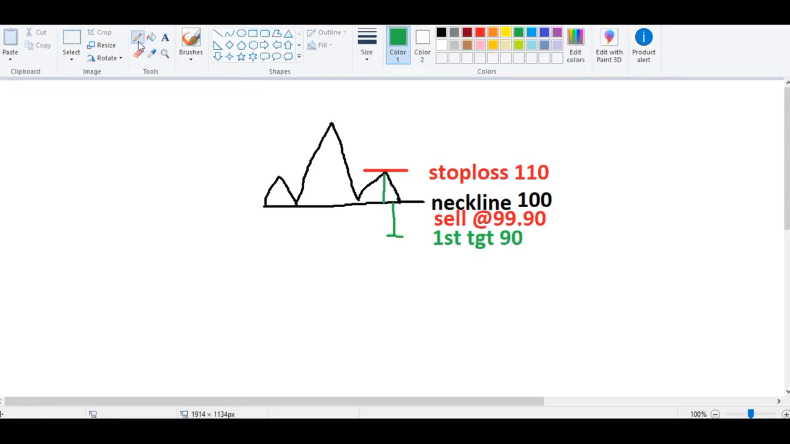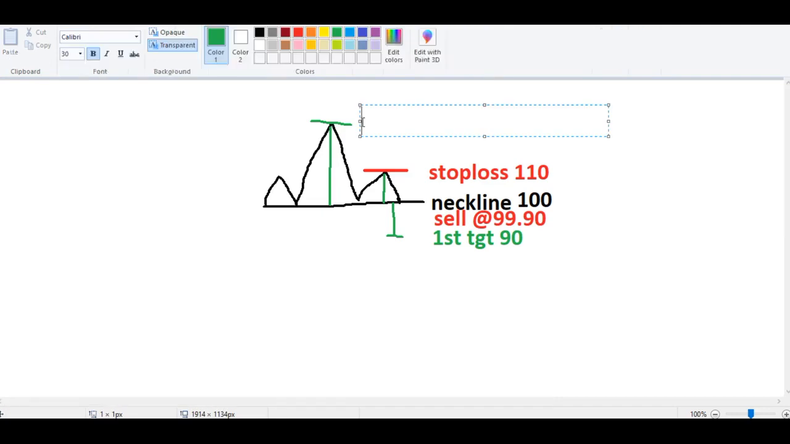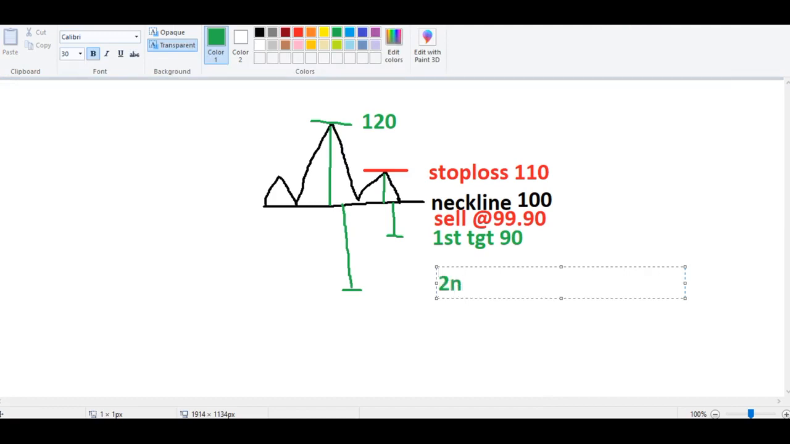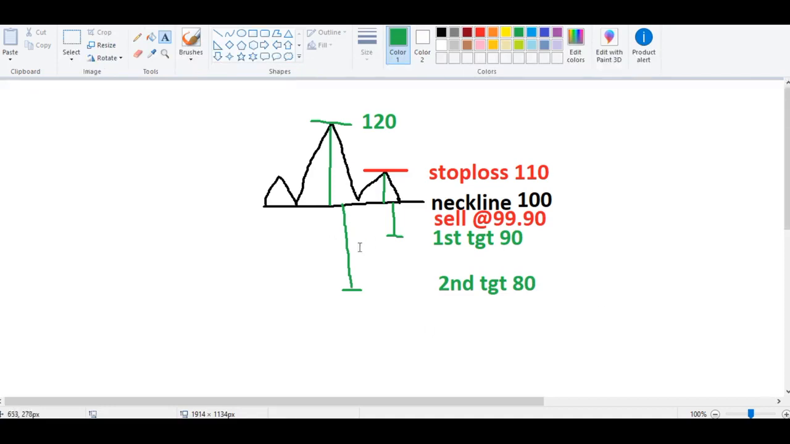Okay, and my second and final target will be the distance from the head to the neckline. Now let's say this value is 120 rupees. So my final target will be 120 minus 100, which is 20 rupees. So my second, final target will be 80 rupees. Okay, I hope this is clear.